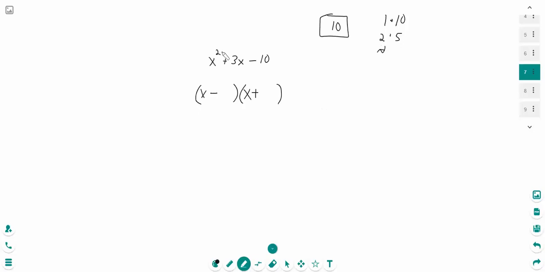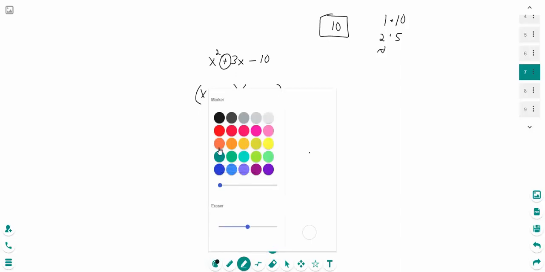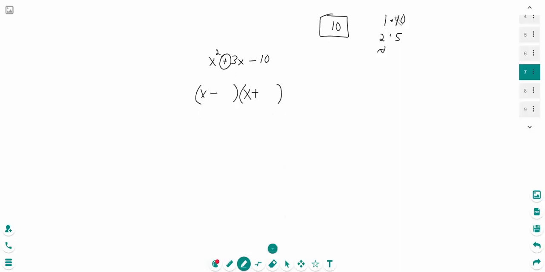Which one of those? Now remember, this is opposite signs here, so we have to look at this sign. This sign will indicate the sign of the larger number. So over here, we can just write in our plus sign next to the larger numbers.